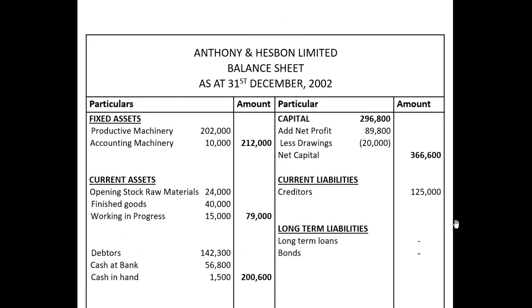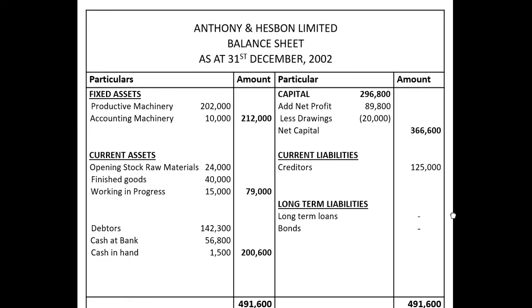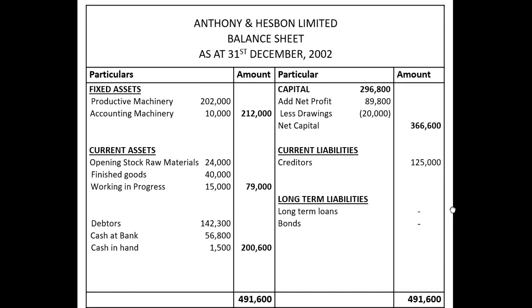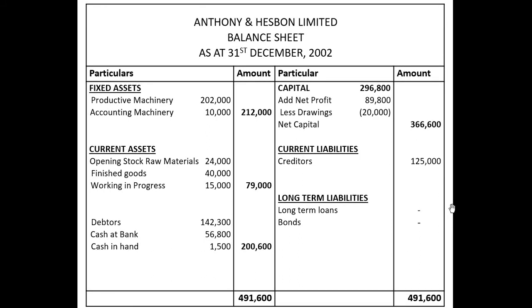Our last statement is the balance sheet. Balance sheet is a financial statement that shows the financial position of a business. It is also called a statement of assets and liabilities. Assets are items that are owned by the business. They also generate income to the business. Assets are categorized into two. We have fixed assets and current assets.